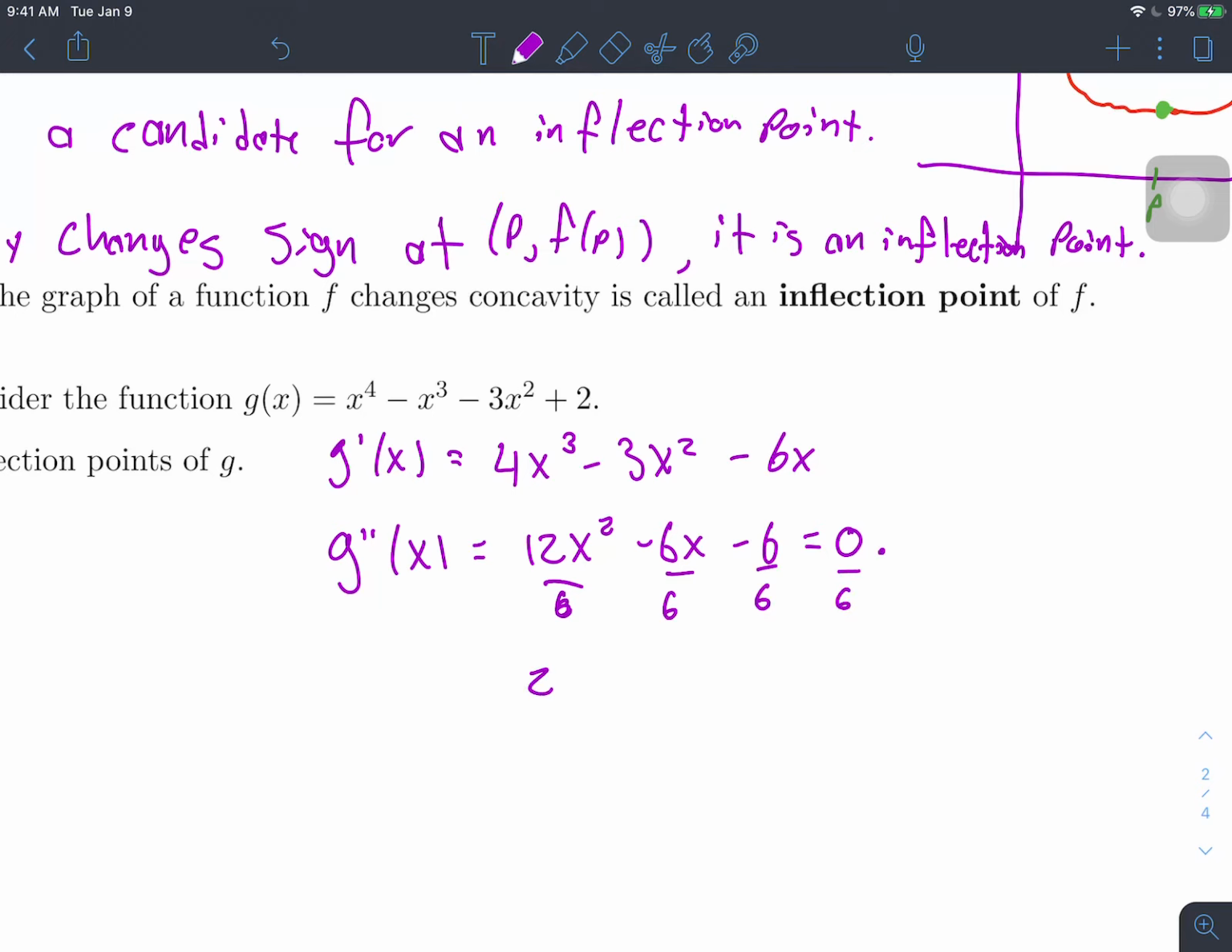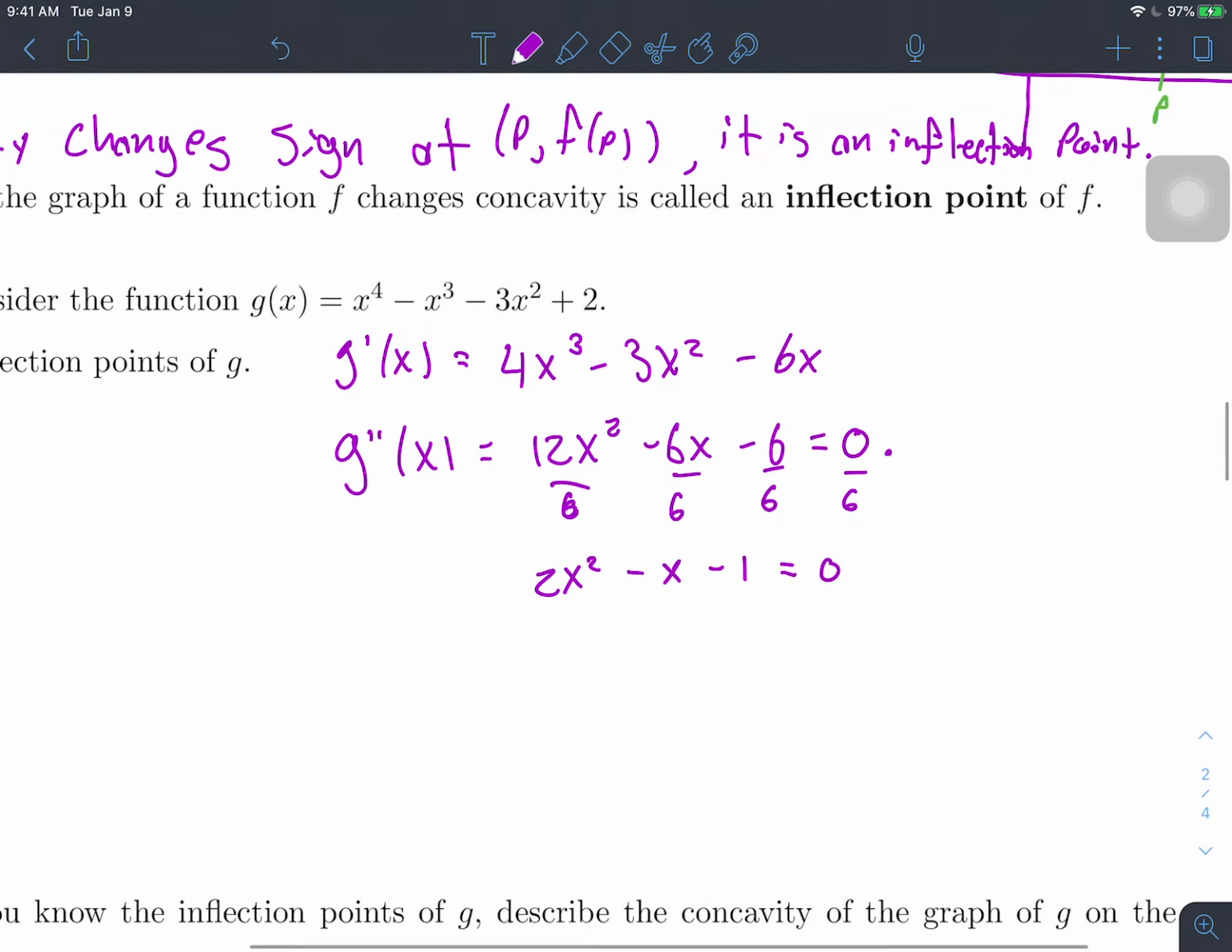I'll get 2x squared minus x minus 1 equals 0. We can factor this. We should have a plus 1 and a minus 1. I think the minus 1 should go with the 2x. And then we should have just x here.